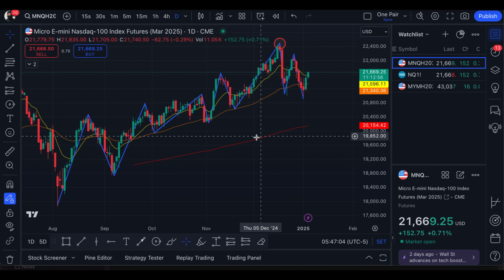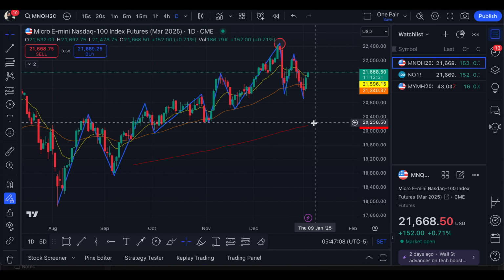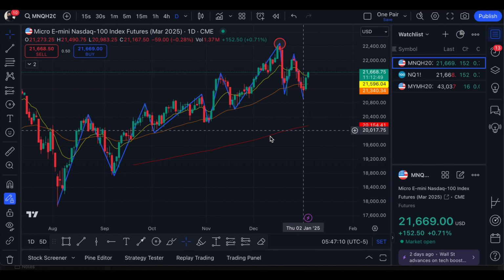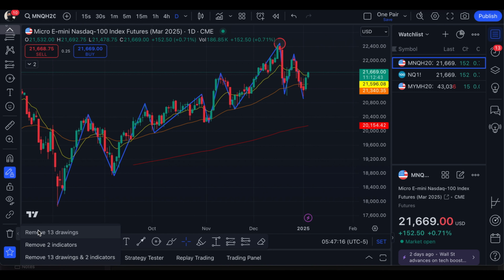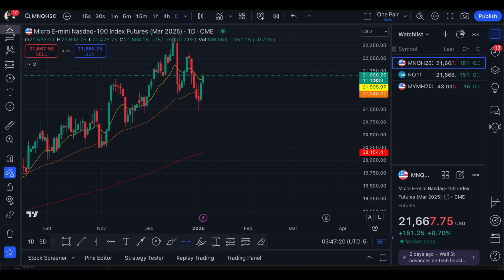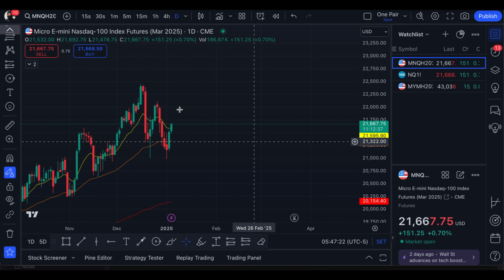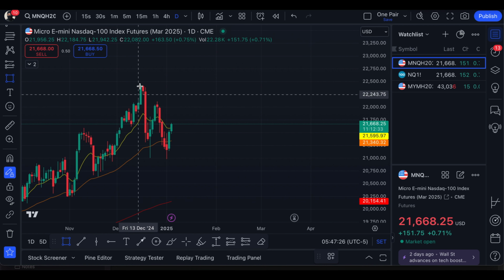We are above the 200 EMA. So technically this still shows, at least on the daily time frame, that we are on an uptrend. Now I will remove those objects. Now let's look at supply zones because we are in a downtrend now currently. And here is the first supply zone.